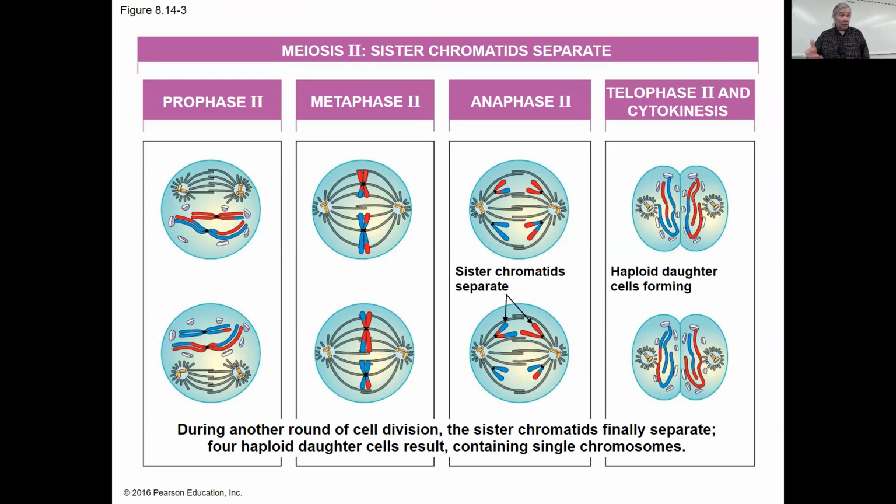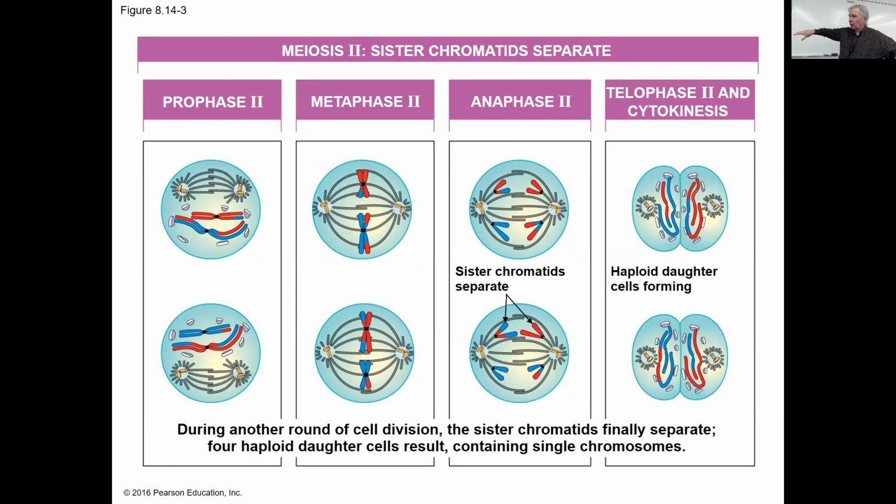Metaphase 2 looks a lot like metaphase of mitosis, because it's a single line of chromosomes with a haploid number. In mitosis, it would be 46 in humans. In metaphase 2, it's 23. And notice they're mixtures of red and blue, because crossing over occurred in meiosis 1. Then the centromere splits in anaphase 2, and these chromatids separate and go to the poles of the cell.